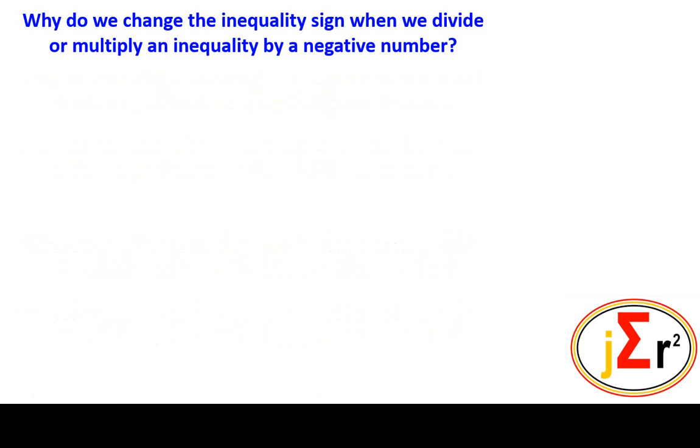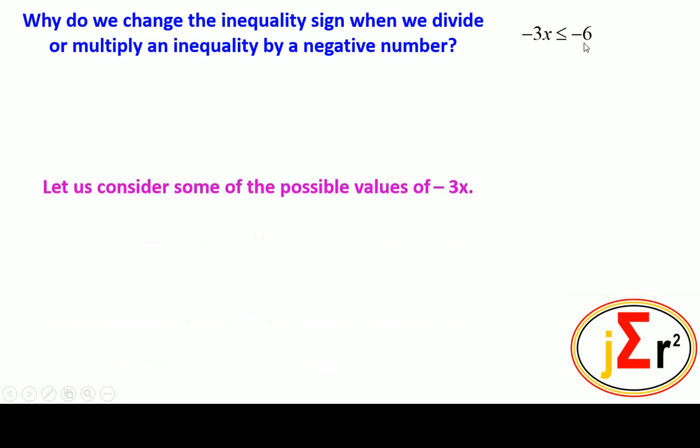Why do we change the inequality sign when we are dividing or multiplying an inequality by a negative quantity? We need to demonstrate the reason for changing the inequality sign when we are multiplying or dividing by a negative number. And for this exercise, we choose our inequality as negative 3x is less than or equal to negative 6.